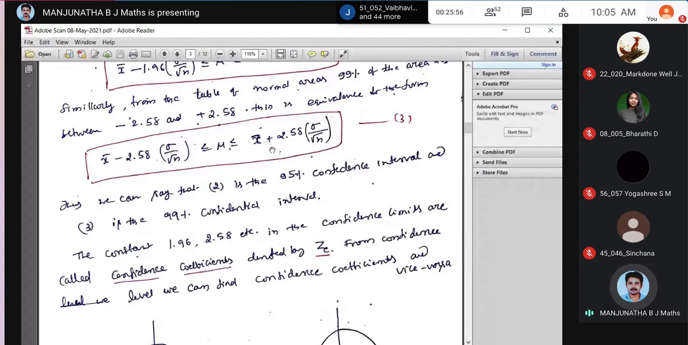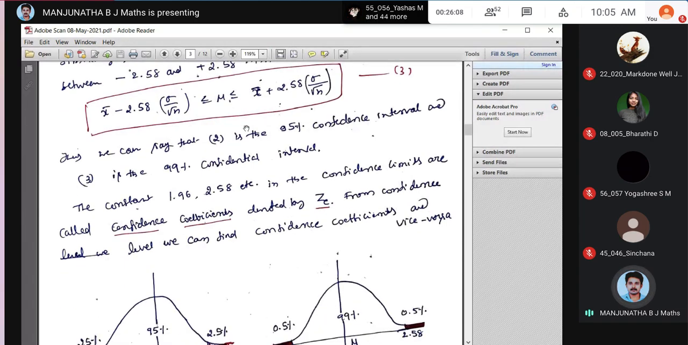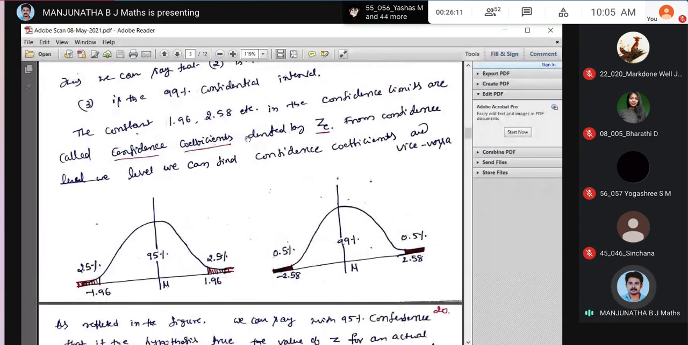So thus we can say that 1.96 gives the 95% confidence interval and 2.58 gives the 99% confidence interval. This is the confidence interval for 95 and 99. The constants 1.96, 2.58, etc. In the sense that we take different percentage intervals with names ZC, and 1.645, 2.33 also come under this. That's why I mentioned the word etc. The confidence limits use the confidence coefficient, denoted by ZC. From the confidence level, we can find the confidence coefficient, and if you have the confidence coefficient, you can find the confidence level.